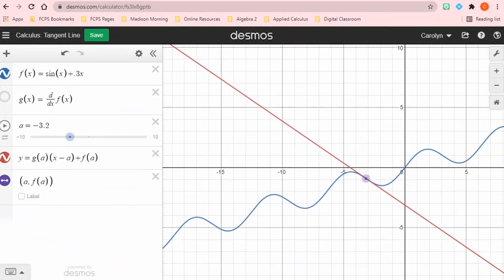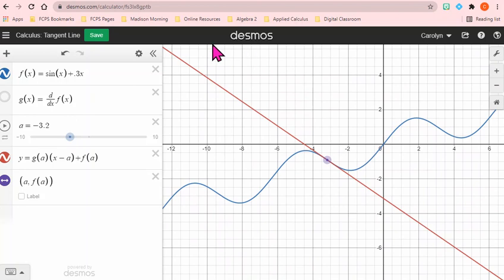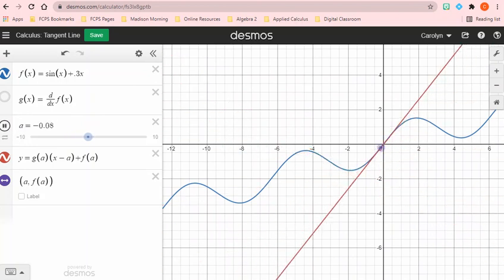Okay, here we go. So notice right here, I've got a graph that's in blue. We'll zoom in just a little bit, not too far. And you've got the red line, which is the tangent line. So notice the purple dot there. I'm going to just move it. The red line is the tangent line.